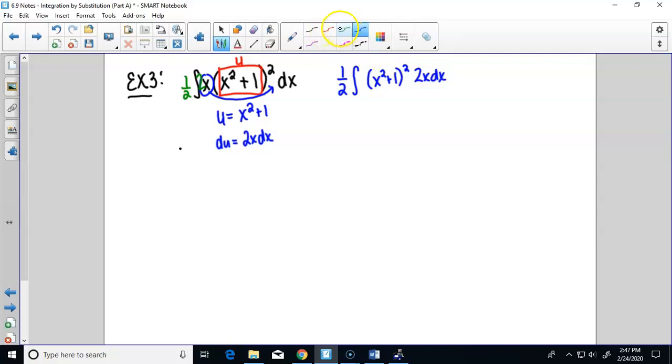Okay, so if you do this, then you can take that x squared plus 1, and you can replace it with a u. You can take that 2x dx, and you can replace it with a du. Because u equals x squared plus 1, and du equals 2x dx. And so that means that our integral looks like this, 1/2 integral of u squared du.